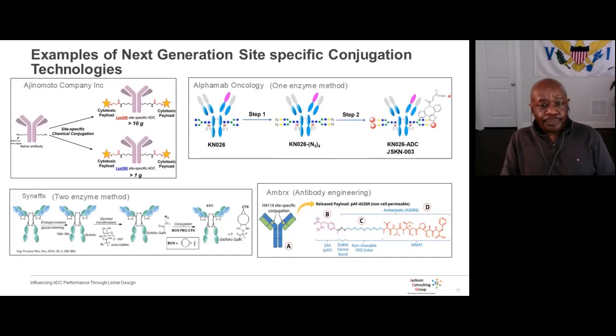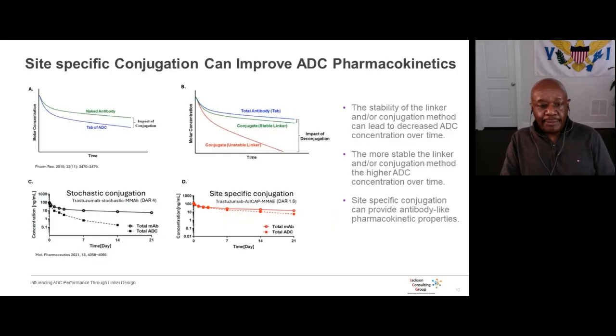of your yields. With regards to AlphaMab, they are using a one enzyme technology relative to a two enzyme methodology that you see for Synafix. Both are using modifications of carbohydrates to elicit their site-specific conjugation technology. And the last one, as I mentioned before, is Ambrx's technology. They're using the incorporation of non-natural amino acids using a stable oxime bond. And they're also using the MMAF payload, as I mentioned before, which doesn't really have bystander activity. So you have several options available to you with regards to site-specific conjugations.